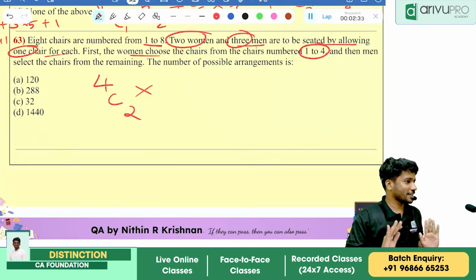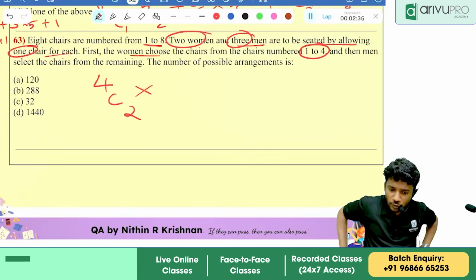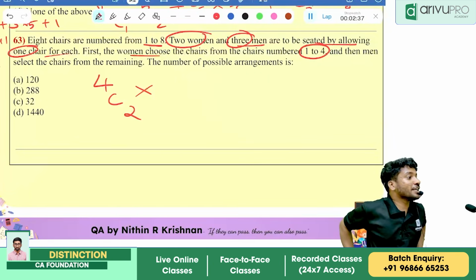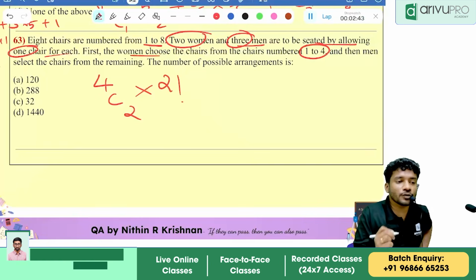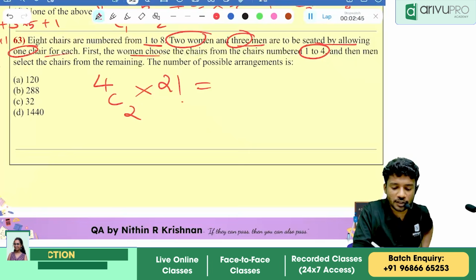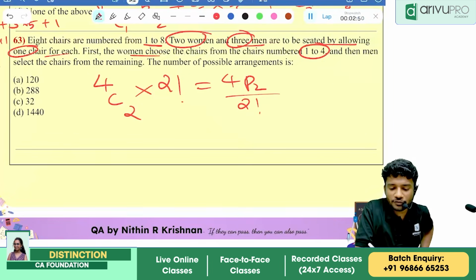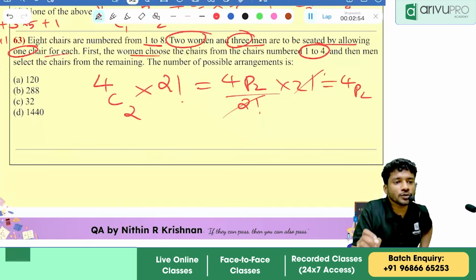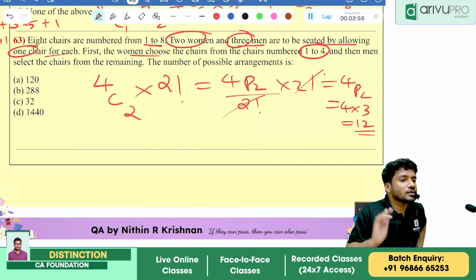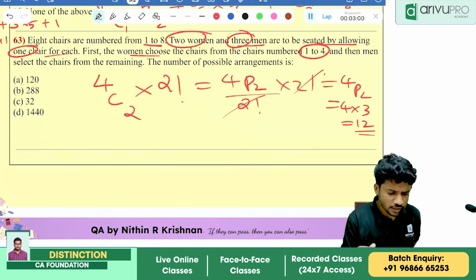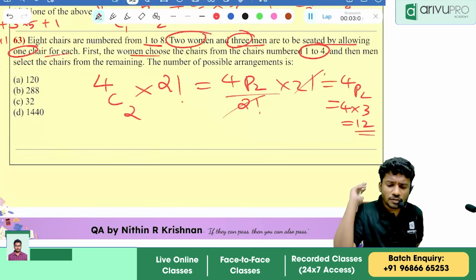They select, correct? After selecting, will they look at the chair and stand there? They need to sit. How many ways can they sit? 2 people sitting in 2 places, 2 factorial ways. People, 4C2 is what? 4C2 is nothing but 4P2 divided by 2 factorial into 2 factorial. That means the answer is what? 4P2 or 4 into 3, that is 12. Is that the case? Tell me whether it's correct or not.